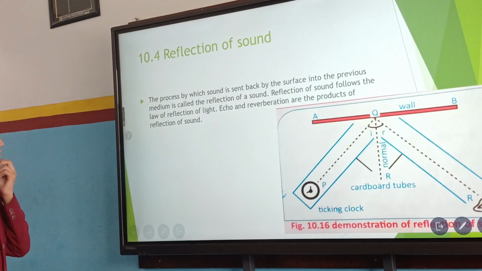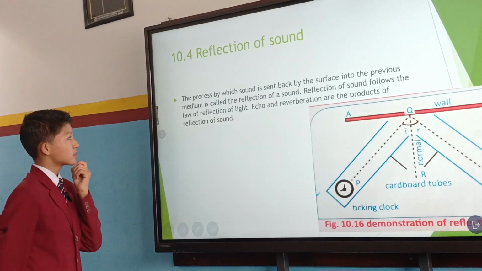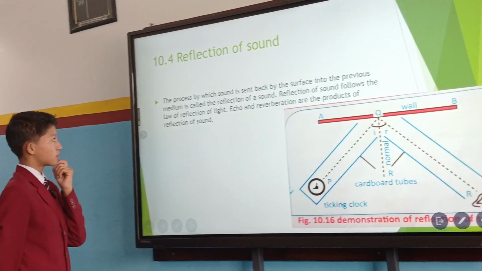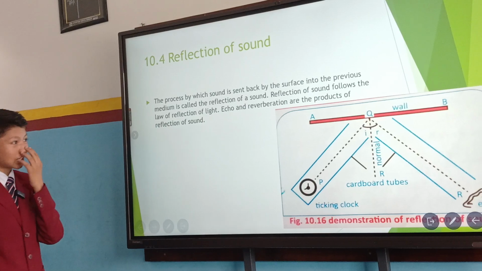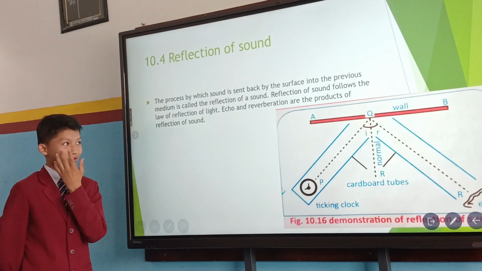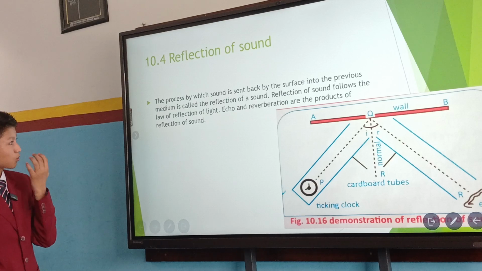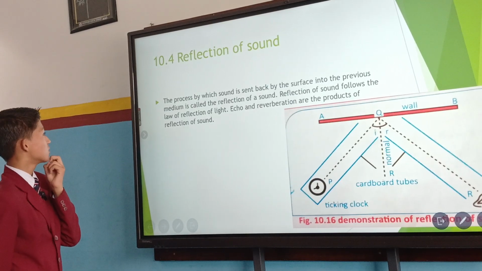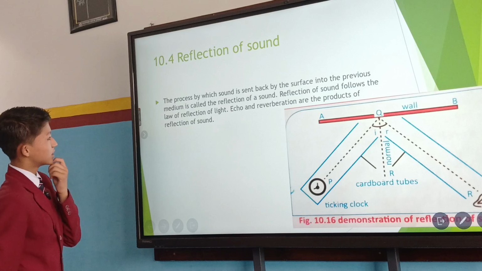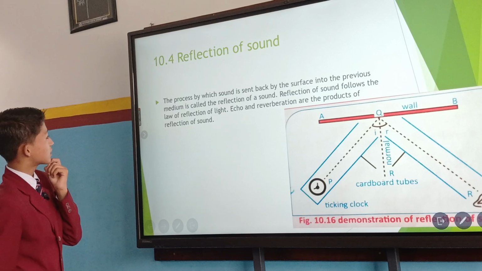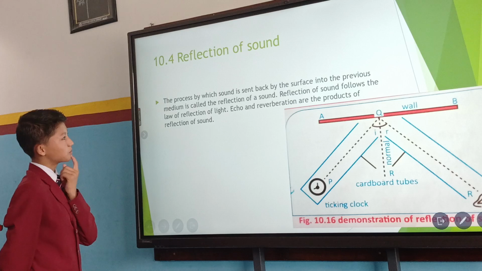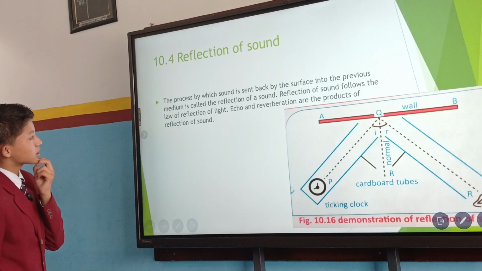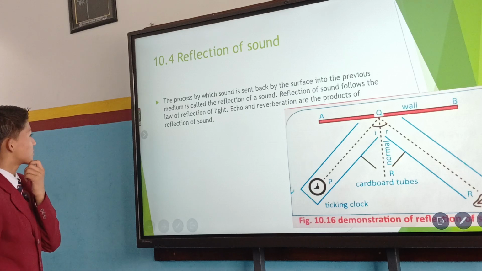Now, next topic is reflection of sound. The process by which sound is sent back into the previous medium is called reflection of sound. When we speak and it strikes some object such as wall and it reflects backward to us, then it is known as reflection of sound. Reflection of sound follows the laws of the reflections of light. Reflection of sound and reflection of light are similar. Echo and reverberation are products of the reflections of sound.